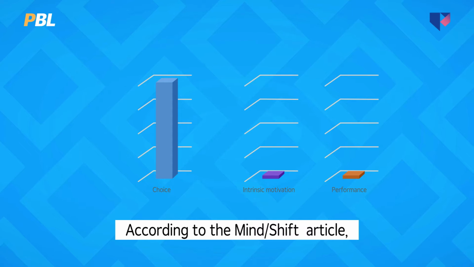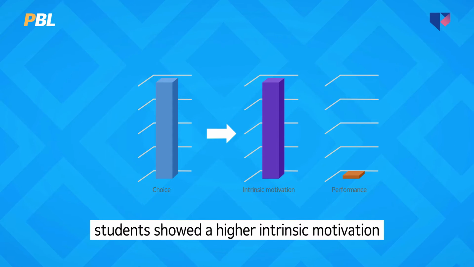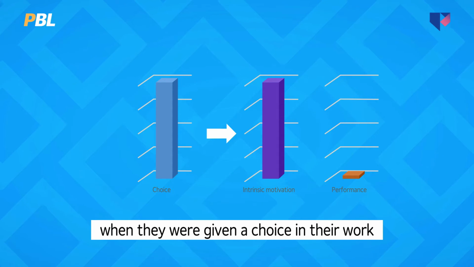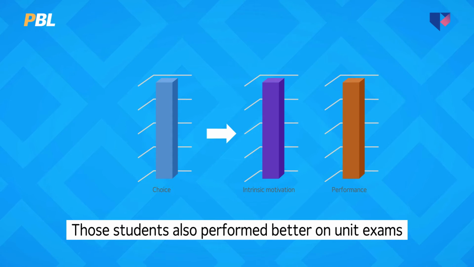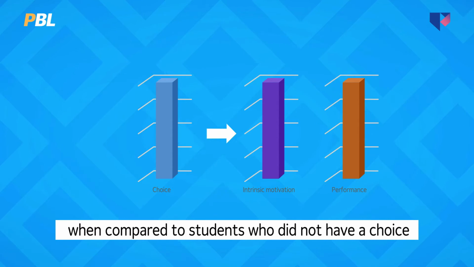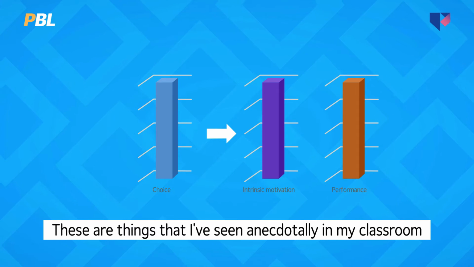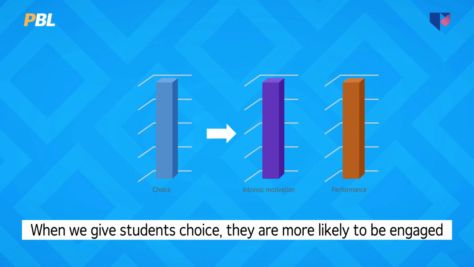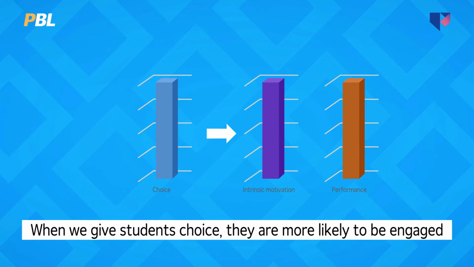According to the Mindshift article, students showed higher intrinsic motivation when they were given a choice in their work. Those students also performed better on unit exams when compared to students who did not have a choice. These are things that I've seen anecdotally in my classroom, and I'm sure many of you have seen. When we give students a choice, they are more likely to be engaged.